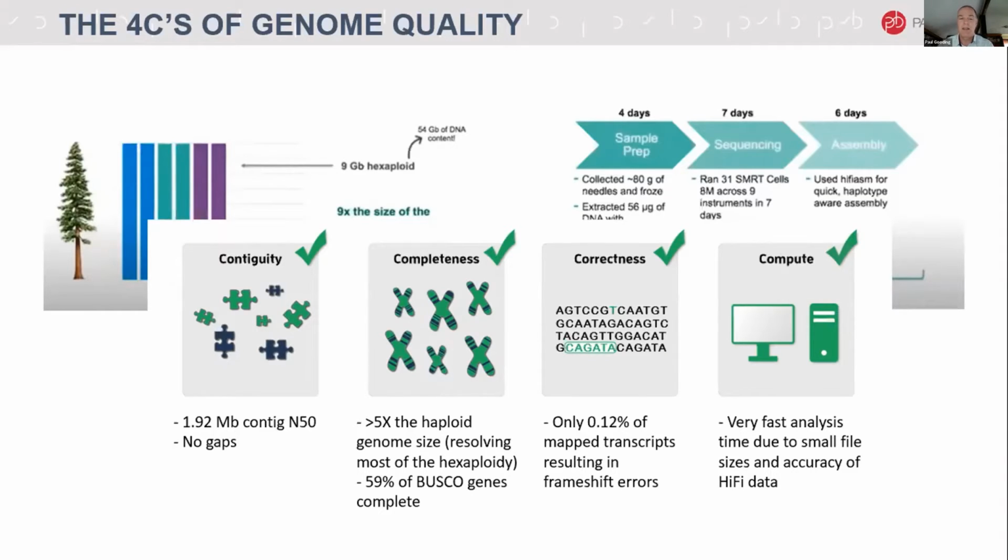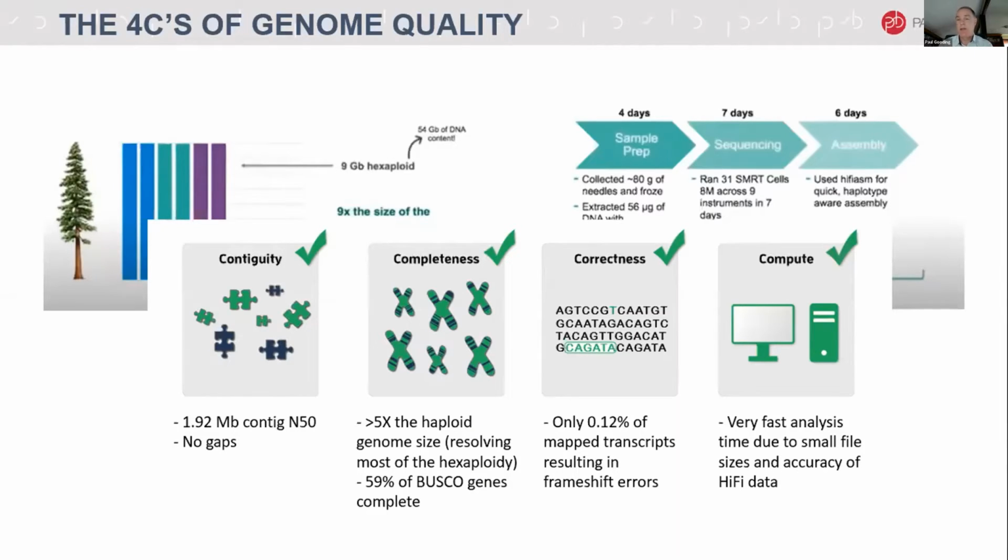So you've got this highly contiguous sequence, nearly 2 megabase contigs with no gaps, and a high level of completeness, greater than 5x haplogene sizing, with nearly 60% BUSCO score for completeness. As far as correctness goes, if you looked at the predicted gene sequences, there were almost no errors that made frame shifts in the coding regions. So we know that the correctness was also very, very high.